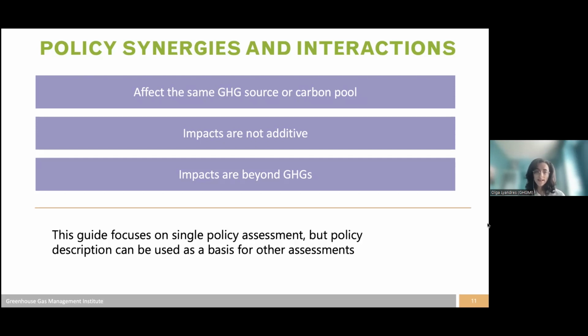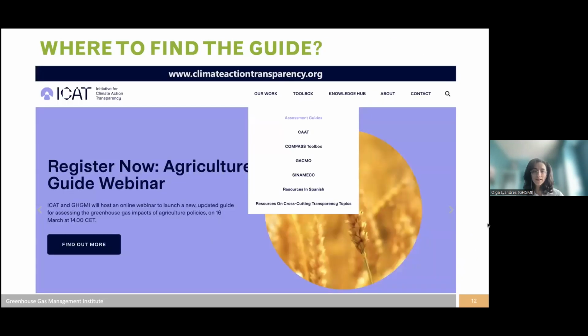And so this guide focuses on single policy assessments. So we don't have specific information on how to handle assessing policies as a package, but the description that is put together as part of this step can be used as a basis for other assessments as well, and is a nice starting point to assess policy across these different types of impacts. There's also tools in the guide that we point to that can help with exploring how to assess a package of policies together when you identify if these kinds of synergies and interactions exist. So this concludes the step to select and describe the policy.